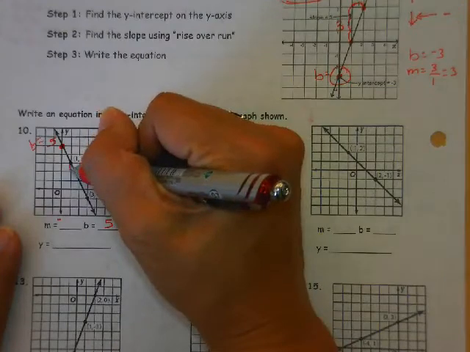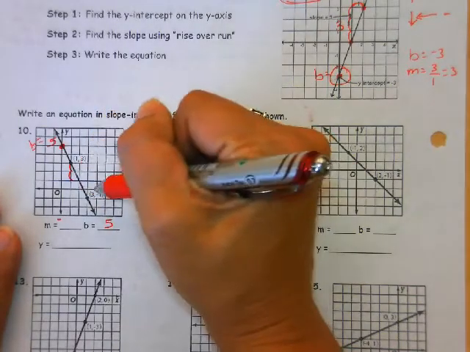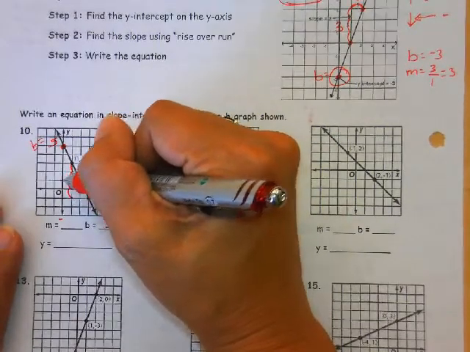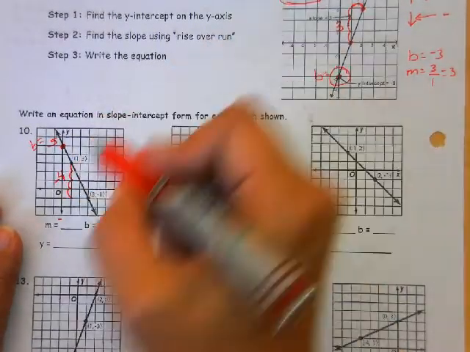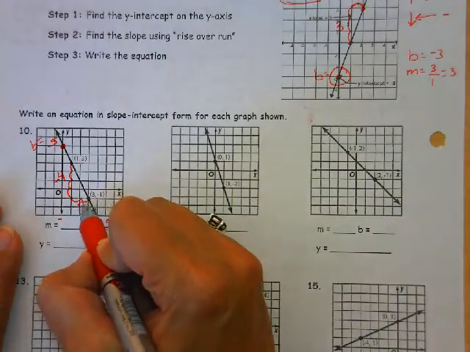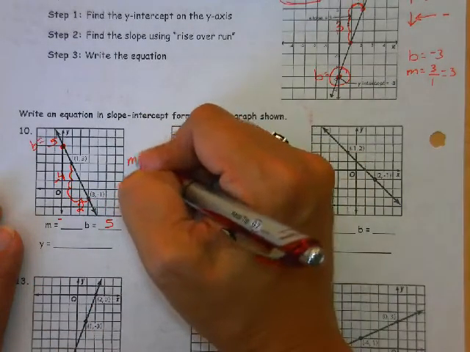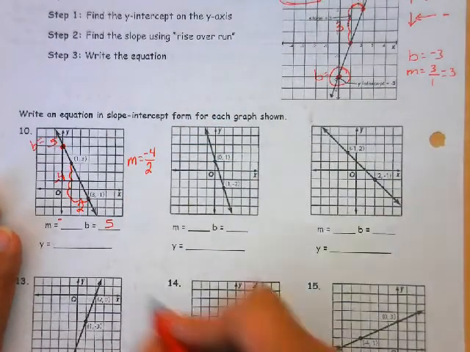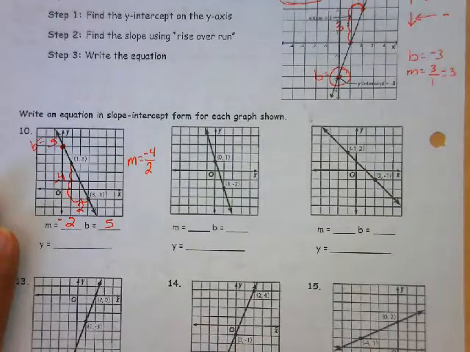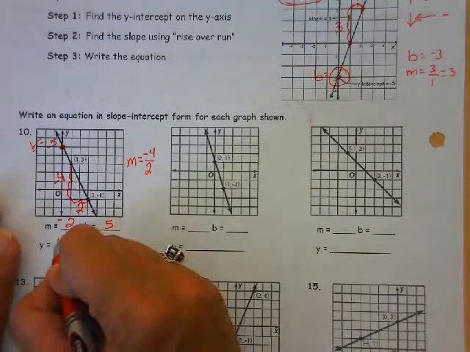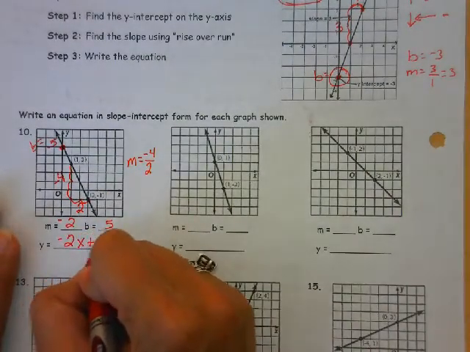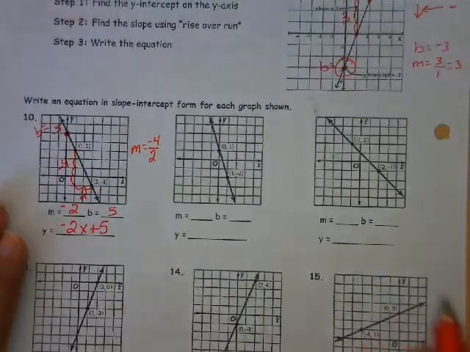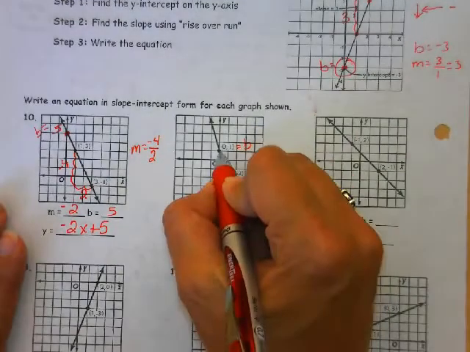I'm going to count 1, 2. They've given us 2 points. We can just count between those. 3, 4, and I went down, so this is a negative 4. Over to the right, 2, so that's a positive 2. So my slope is -4 over +2. And I know that simplifies to -2. You can also write -2 over 1. So y equals -2x, and this is a +5. That is our equation.